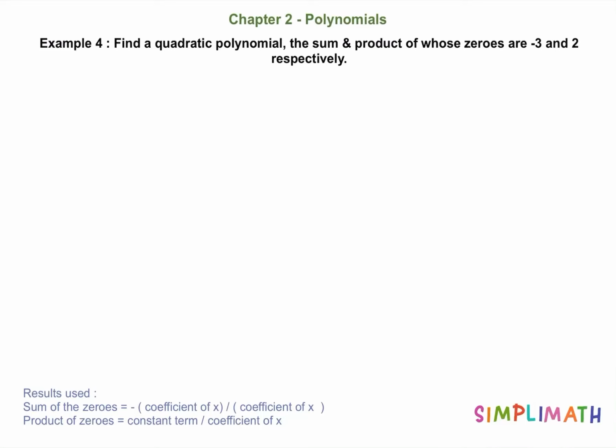Example 4 says, find a quadratic polynomial, the sum and product of whose zeros are -3 and 2 respectively. Okay, now let's see how we have to do these questions. Let the quadratic polynomial be, we assume it to be ax square plus bx plus c, where a is not equal to 0.